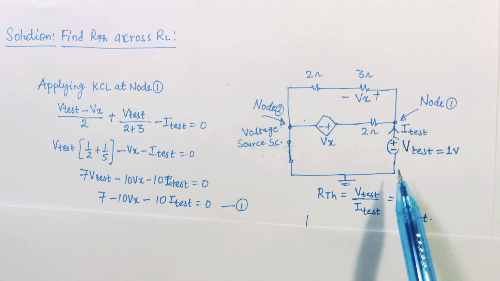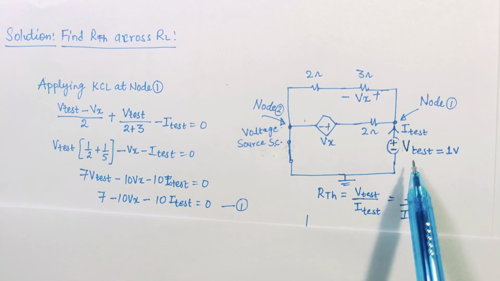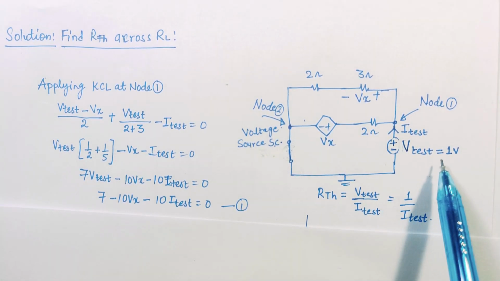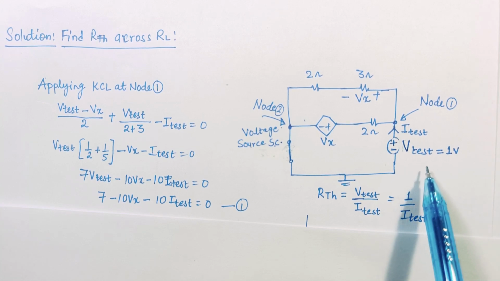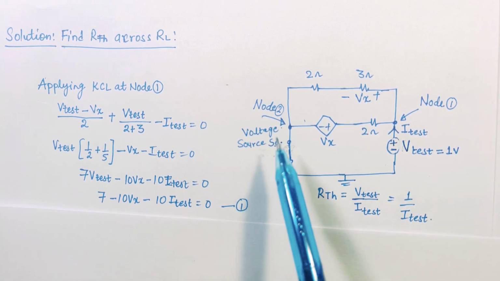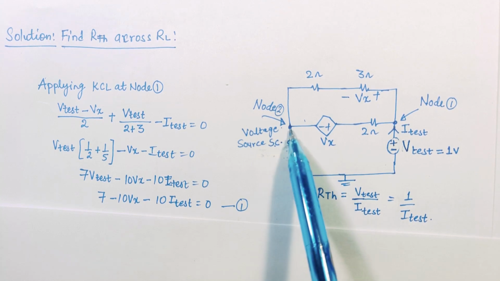We have also seen that for simplification of our question, we can assume the test voltage source is equal to 1 volt. So here we have assumed V test is equal to 1 volt. We have assumed this node 2 is grounded, so here it is grounded.